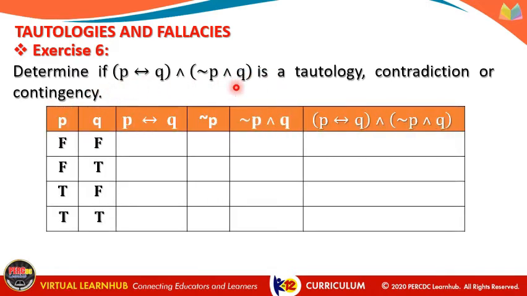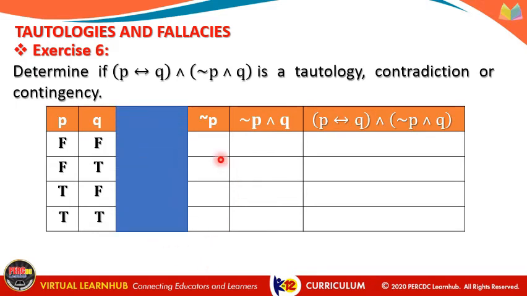All right, let us take first the biconditional of P and Q. So again, for biconditional propositions, this will be true if both P and Q are false or if both P and Q are true. Therefore, false and false will give us true. False and true will give us false. True and false will give us false. And lastly, true and true will give us true.